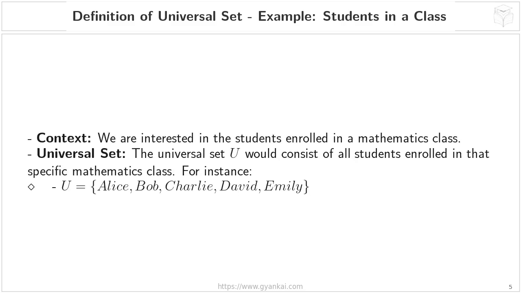Now let's define the universal set. The universal set, which we denote with a capital U, would consist of all students enrolled in that specific mathematics class. Think of it as the complete list of everyone in the class. For instance, let's say the class has 5 students: Alice, Bob, Charlie, David, and Emily. Therefore, our universal set U would be represented as a set containing these names: {Alice, Bob, Charlie, David, Emily}.